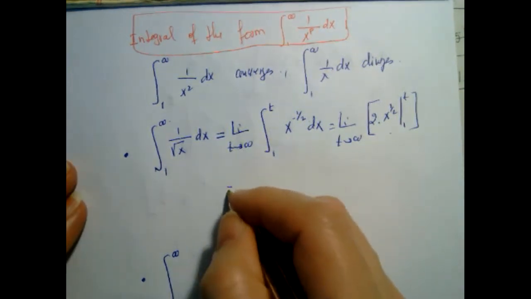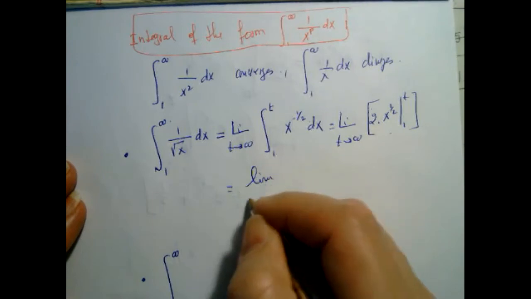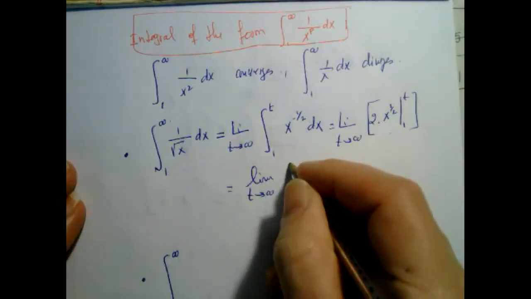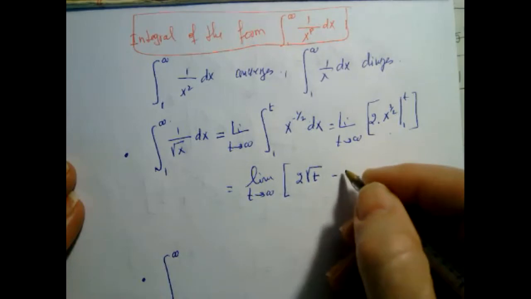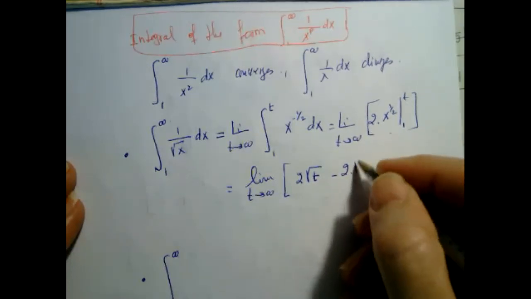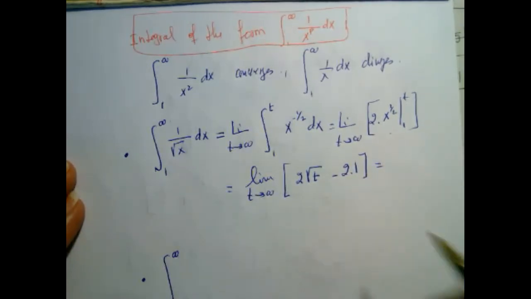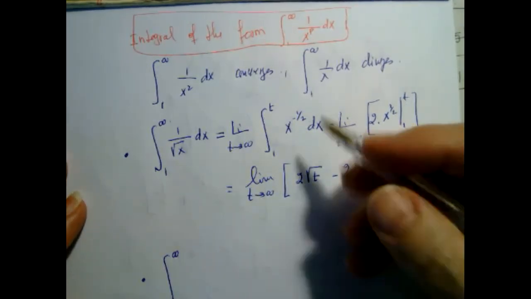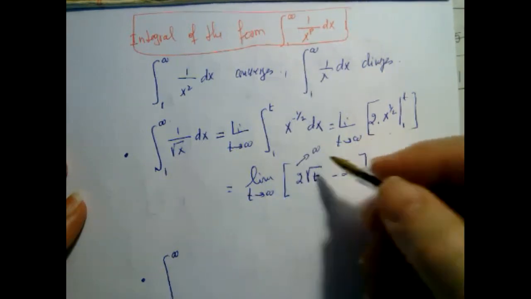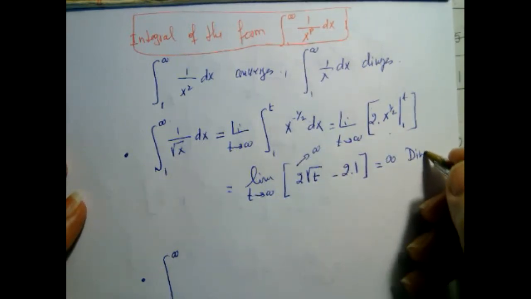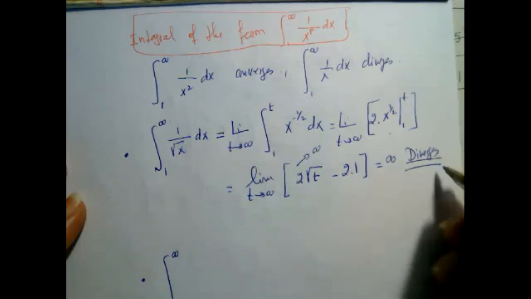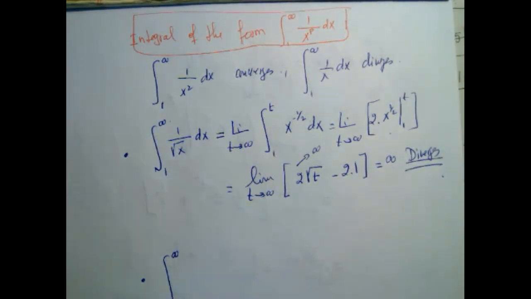So this will give me the limit as t goes to infinity of 2 square root of t minus 2 square root of 1, which is 1. As t goes to infinity, this is blowing up. This goes to infinity. So it diverges. So 1 over root x diverges.